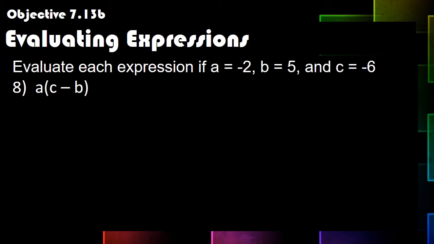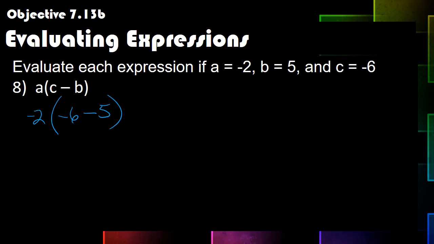So here we have question number 8. We have A times, and then in parentheses we have C minus B. So let's go ahead and fill in these values here. A would be negative 2 times, and then on the inside we have negative 6 minus 5.